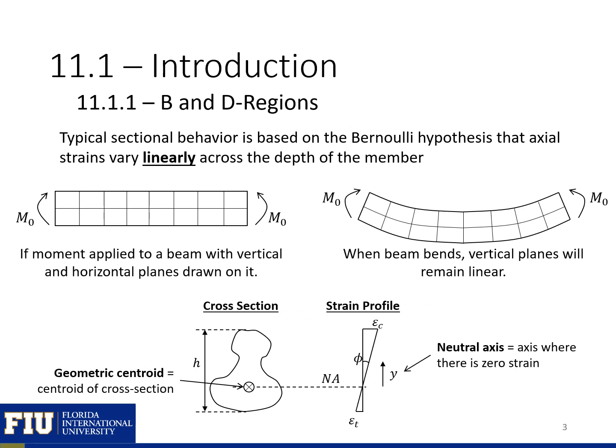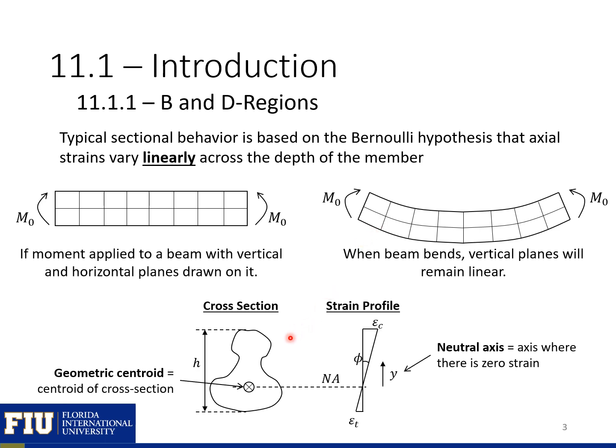Typical section behavior is based on the Bernoulli hypothesis that axial strains vary linearly across the depth of a member. So this is plane sections remain plane. If we apply a moment on a typical beam, this moment will cause bending, and you can see that the vertical planes are going to remain linear.